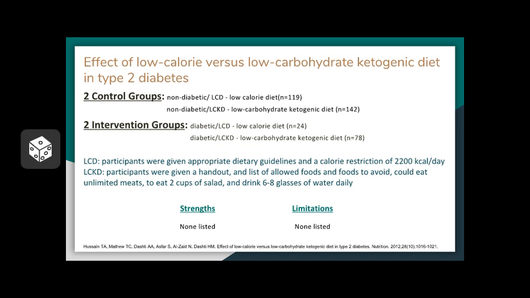They were asked to eat up to 2 cups of salad a day and drink 6 to 8 glasses of water daily. There weren't a whole lot of restrictions in the diet. The only thing they really asked was that they avoid trans fats. There were not any strengths or limitations listed for this study.